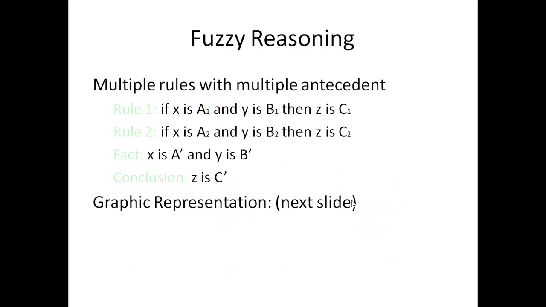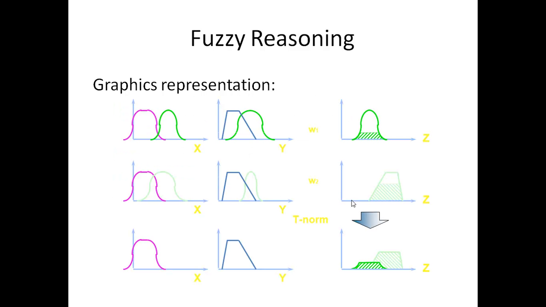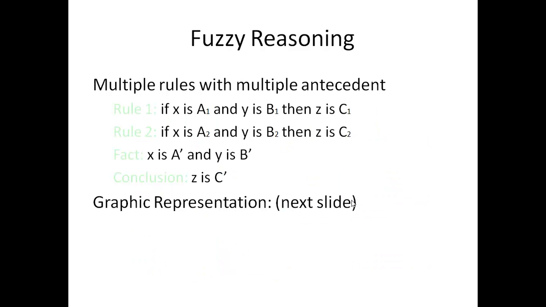I'll go to multiple rules with multiple antecedents. So rule 1 is if x is A1 and y is B1, then z is C1. Rule 2 is if x is A2 and y is B2, then z is C2. Now the fact given here, out of the two rules, is x is A and y is B, then the conclusion is z is C. So how can you represent it graphically? These are the graphical representations of multiple antecedents with multiple rules.